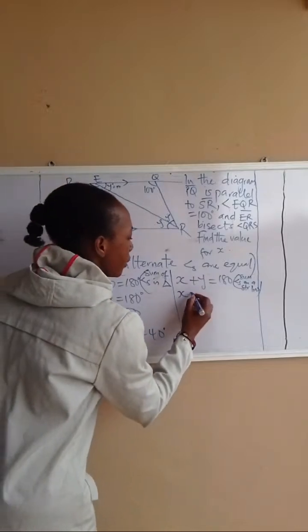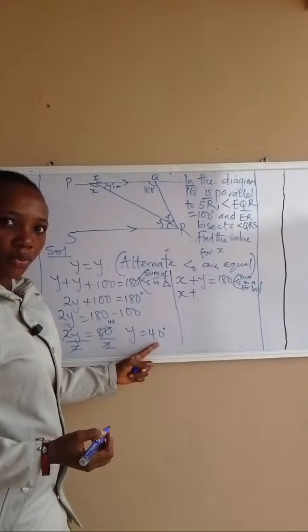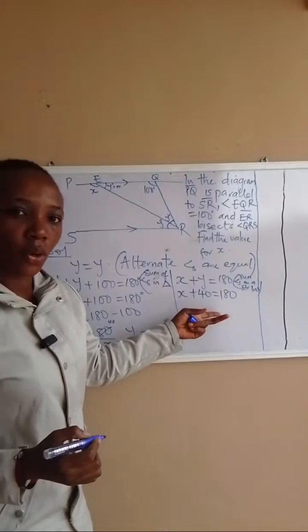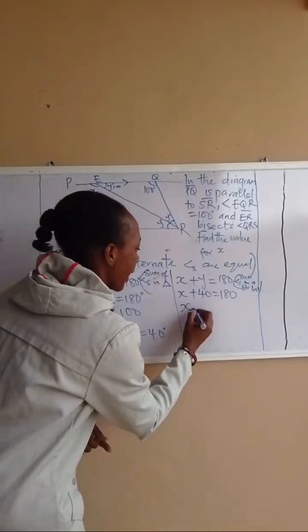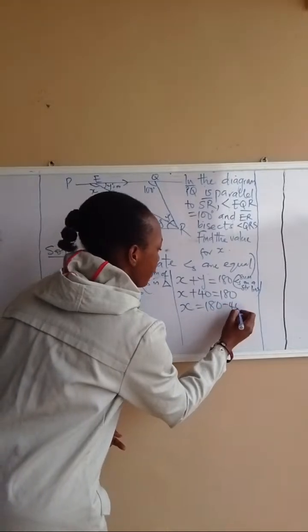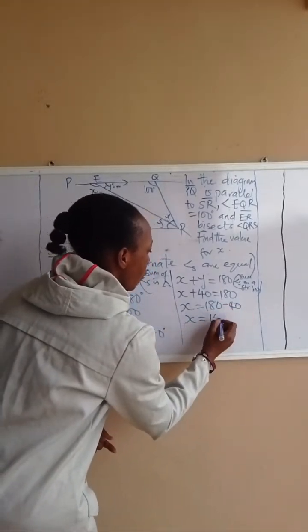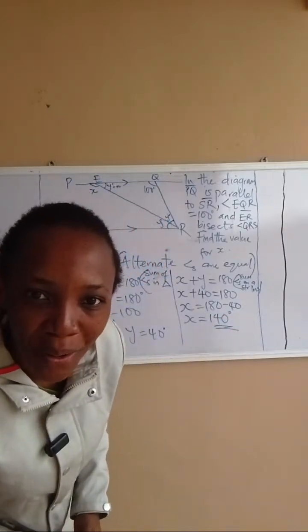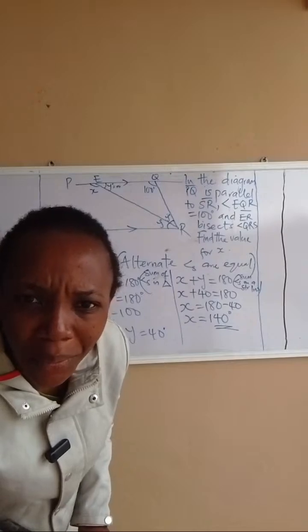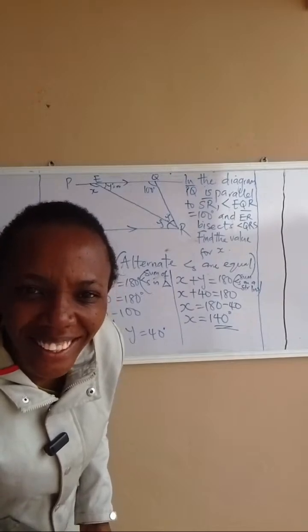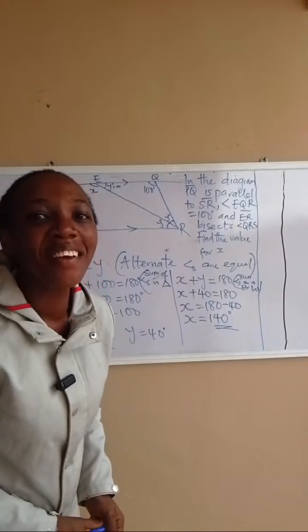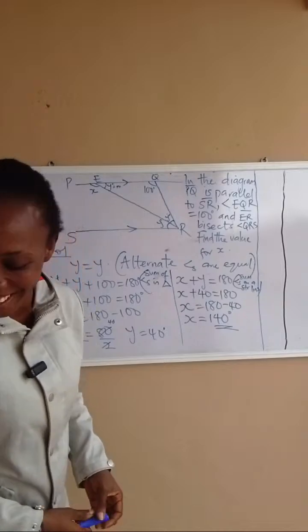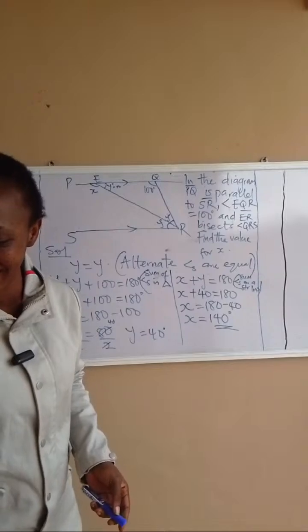So we already know the value for y to be 40. So we substitute here. And then the next thing we do is to collect like terms. x equals 180 minus 40. x is equal to 140 degrees. So that is our answer. You've really forgotten this maths. It's simple. So x is 140 degrees.